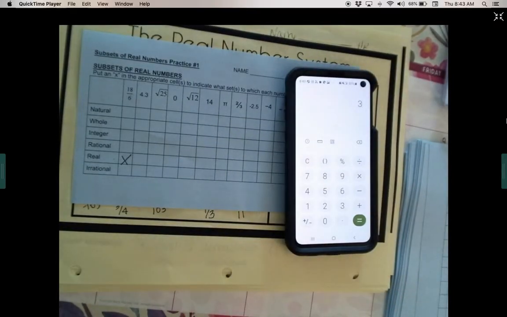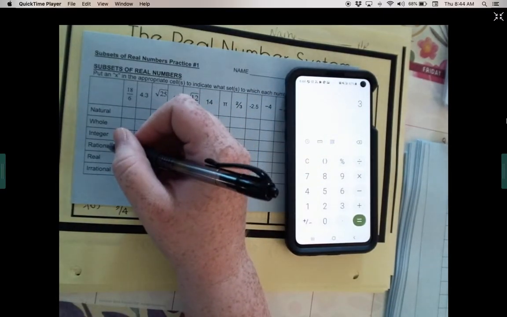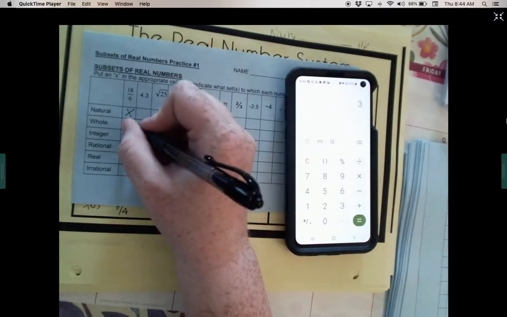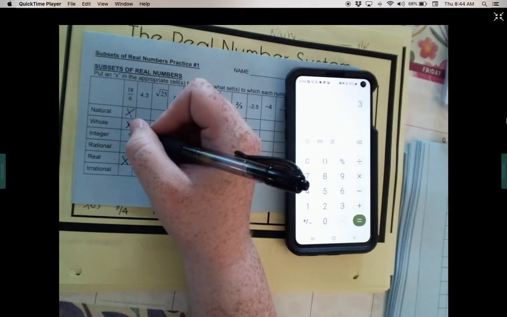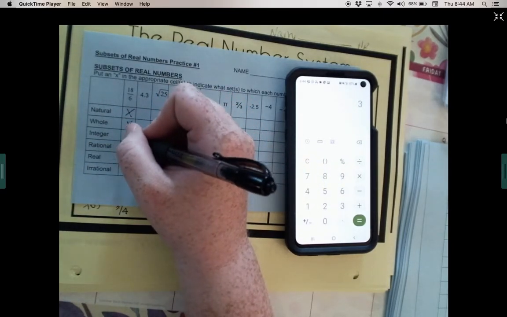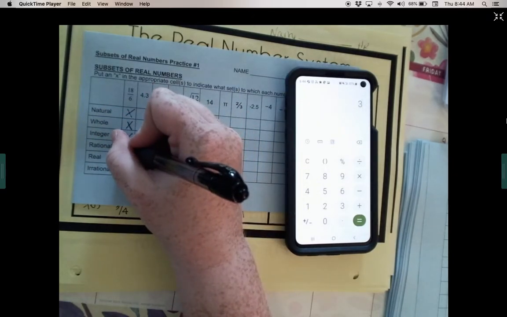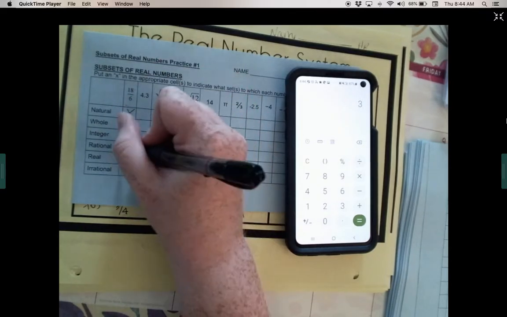Well, I don't know why I couldn't do that in my head. Apparently it's too early for me. 18 divided by 6 is 3. So is it a counting number when I'm counting? Yes. Is it a whole number? Yes. The only difference between whole and natural is it includes 0. Is it an integer? Is it rational? Can I write it as a fraction? Yeah. Okay.